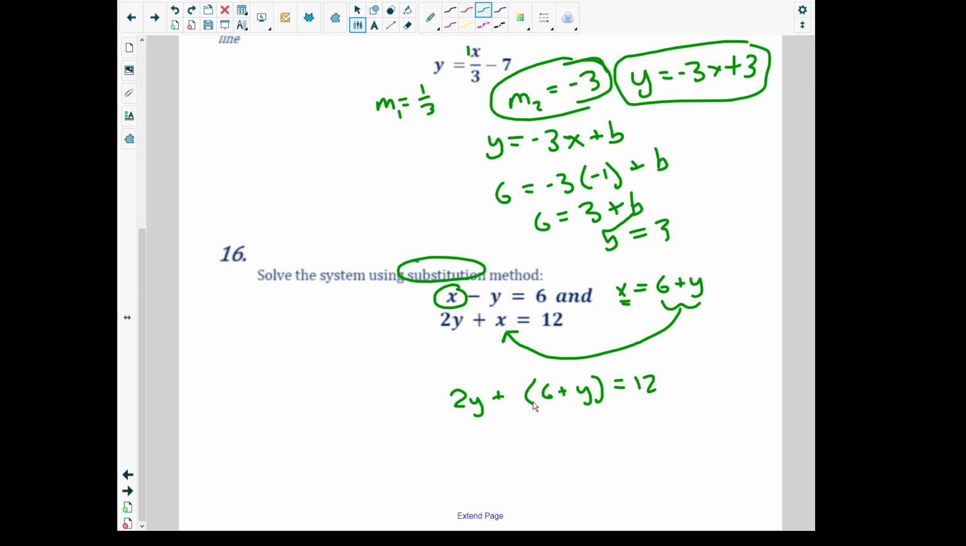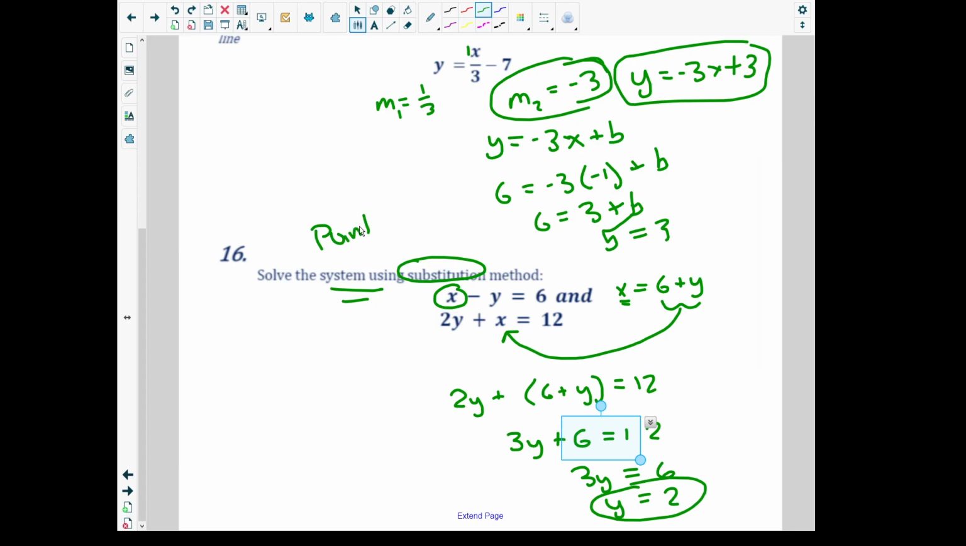And if I drop the parentheses because multiplication is done, this would be 2y plus y, so that's 3y, right, plus 6 equals 12. Okay, and then I'm going to subtract 6 from both sides, so 3y equals 6. And then I'm going to divide both sides by 3, so that's going to be 2. We're not done because what? I need x, right? To solve a system, you're going to get a point.